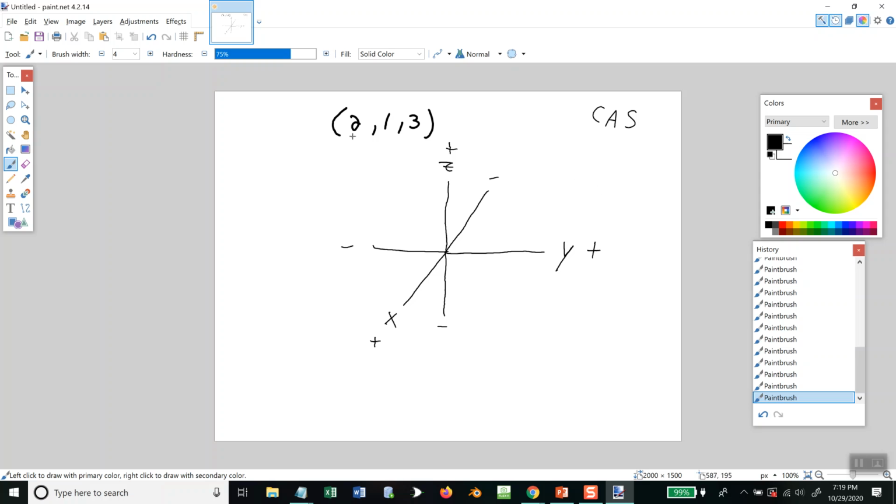Okay, so X is 2. So I've got 2 units there. Y is 1, so I've got 1 unit there. And they intersect right here. And my Z is 3, so that means I go up 3 units. If you look at this distance here, from this point, you go up that distance, which would maybe be about right there. That's as good as I'm going to get.